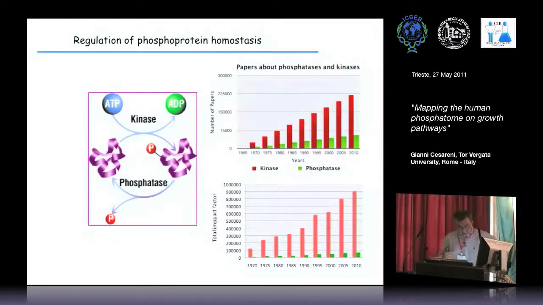So if I have to give advice to young people here, if you want to do a productive PhD with a lot of papers in high impact factor journals, don't work on phosphatases. Concentrate on kinases. But fortunately, I was able to convince Francesca that things might change in the next few years, and so it was worth investing in the phosphatase family.